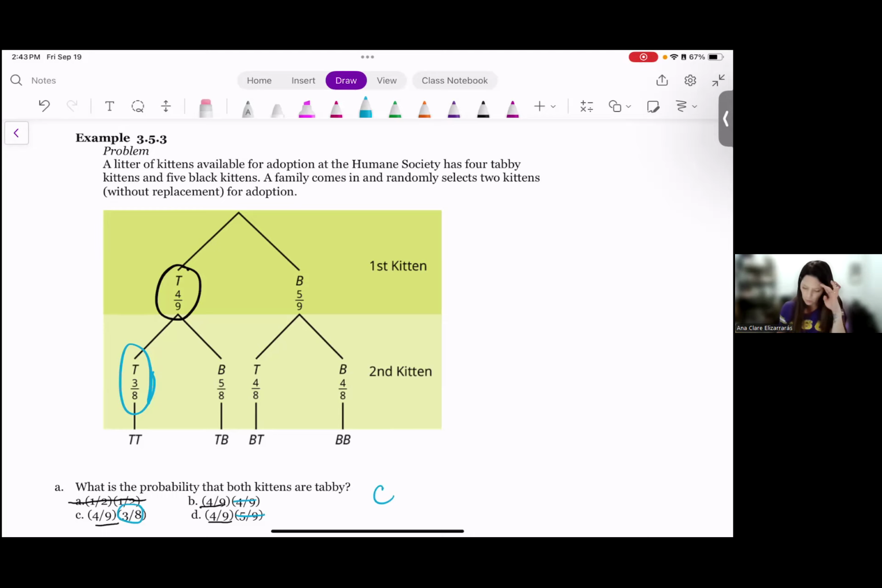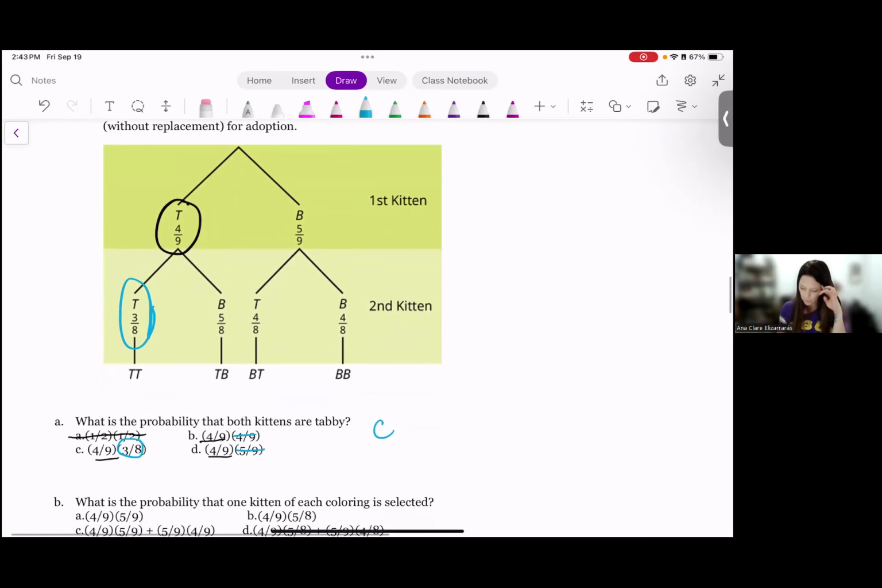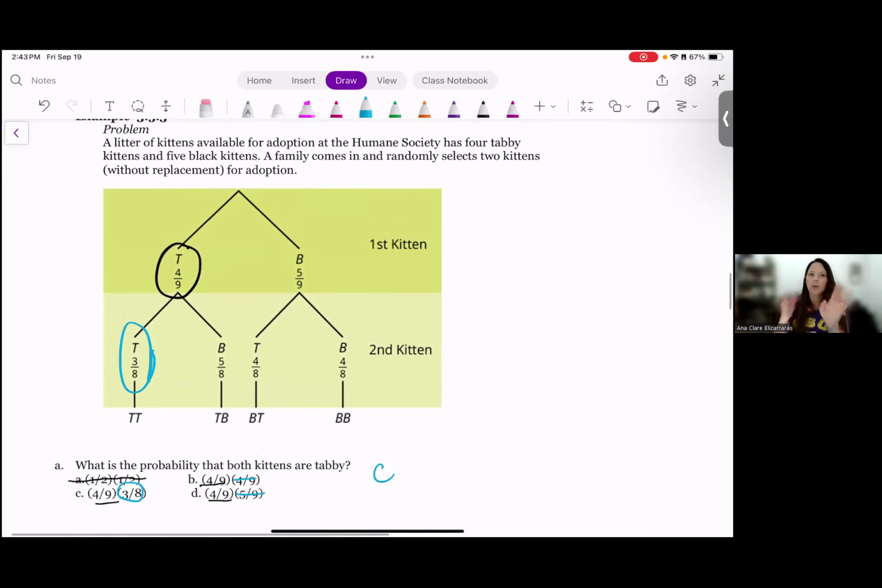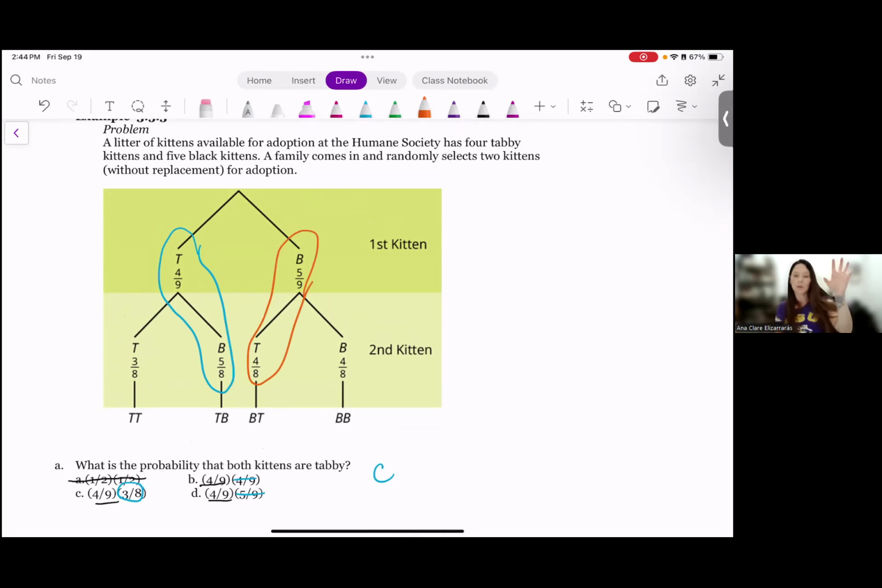Fine. What is the probability that one kitten of each color is selected? Now, there's a couple ways you can do this. You can get a black and then a tabby, or you can get a tabby and then a black. And so you need to focus on both of those options. So if we did tabby and then black, we need to multiply 4/9 times 5/8 and add that to 5/9 times 4/8. And we're adding them together because they're mutually exclusive. You can't have tabby then black, or black then tabby at the same time, okay?